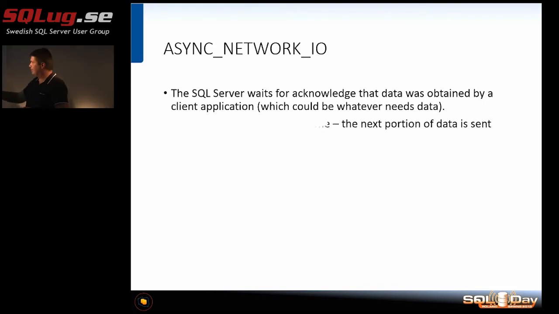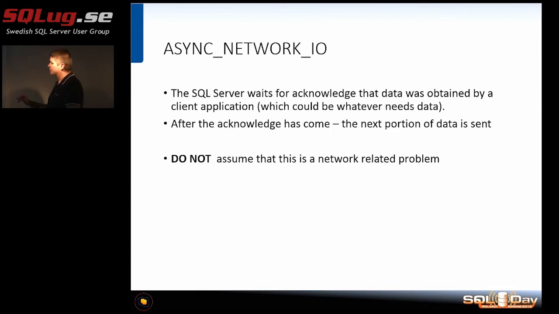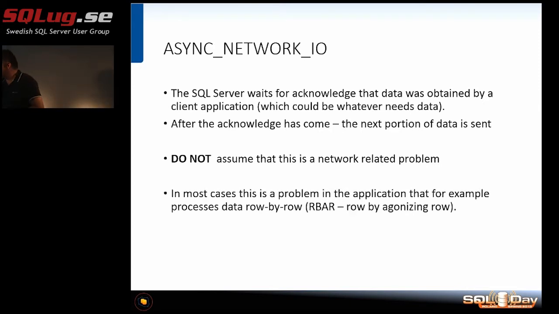So if the client application processes the data row by row, then we have to wait a little more, yes? If you take not the whole set, but row by row from the set, then you have a problem. SQL Server has to wait. This is called row by agonizing row, a term you can find on the internet, RBAR. So when you are processing data row by row, like a cursor, then SQL Server has to wait. Do you know the most famous application that behaved that way? SQL Server Management Studio and the grid. I will show you.